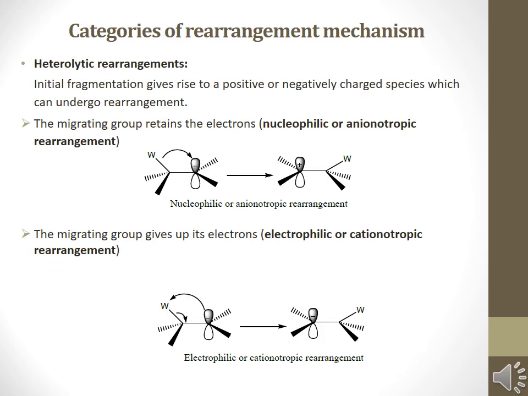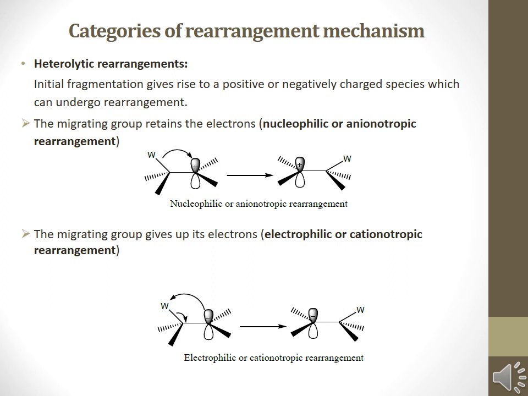Let us now discuss the categories of rearrangement mechanism. There are, in general, 3 categories of rearrangement mechanism. The first one is heterolytic rearrangement. Here, initial fragmentation of the bond between migrating group and migration origin gives rise to a positively or negatively charged species, which can undergo rearrangement.